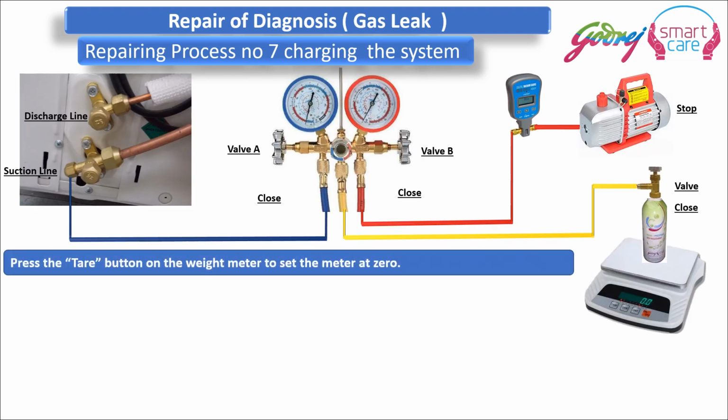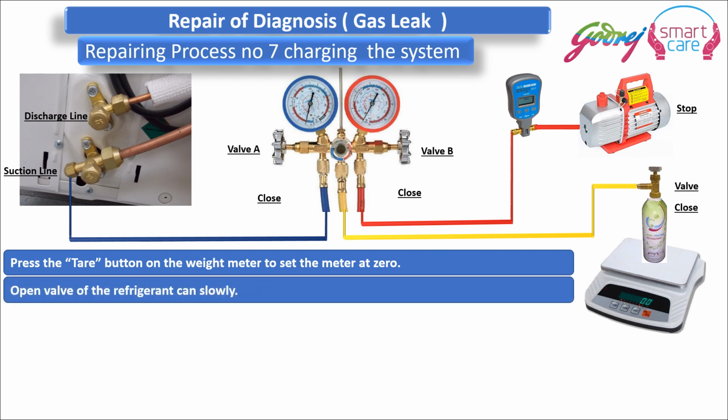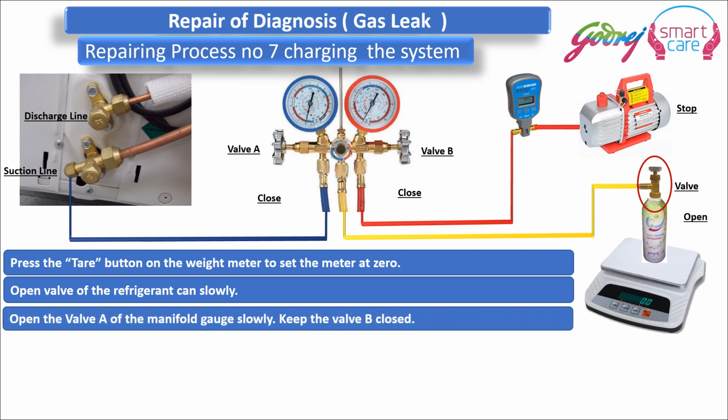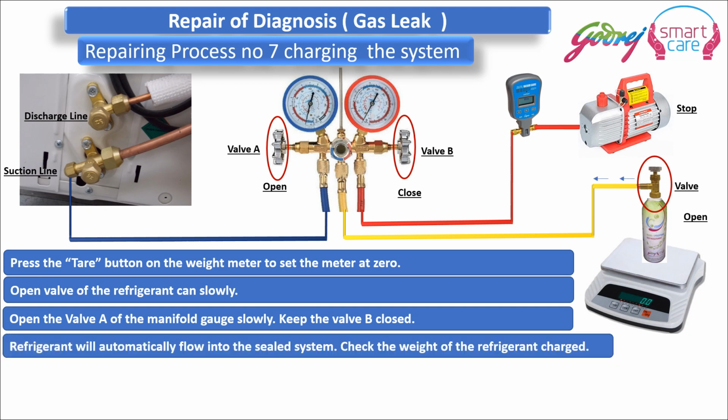We have to charge the system now. For that, we press the tare button on the weighing meter to set the meter to 0. Then we open the valve of the refrigerant can slowly. Open valve A of the manifold gauge slowly, keeping valve B closed. Refrigerant will automatically flow into the sealed system.